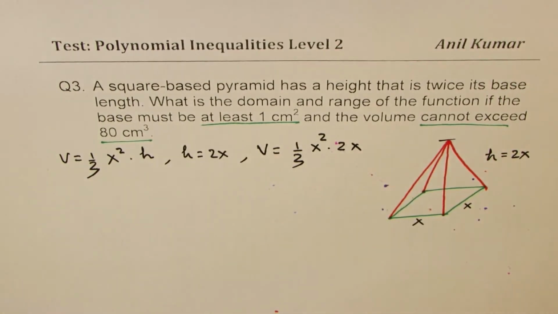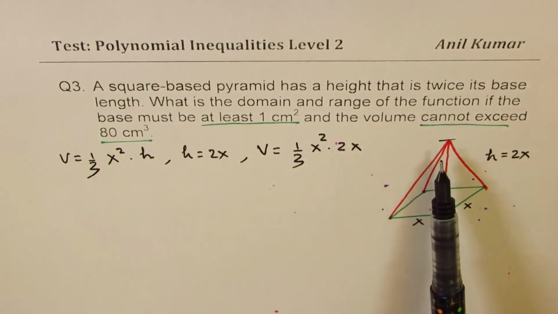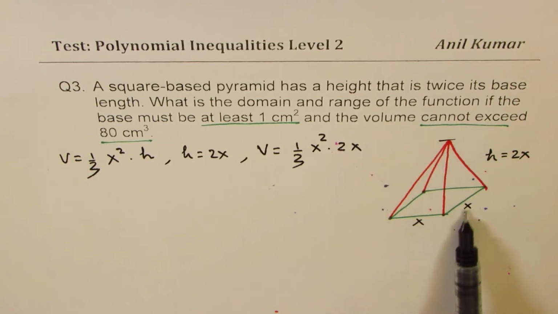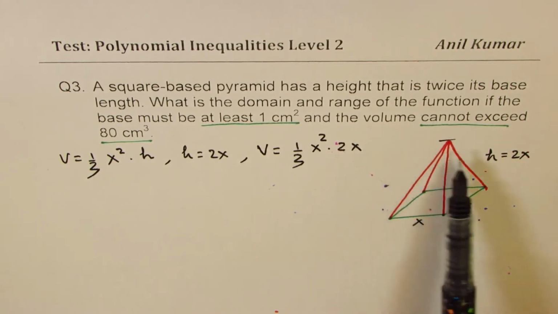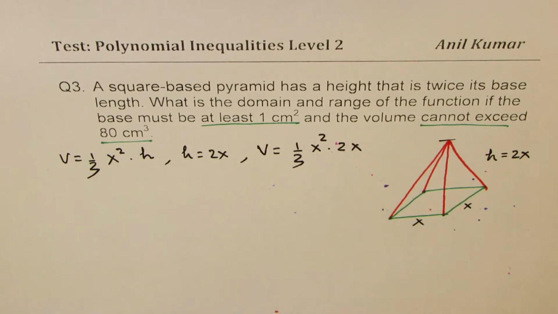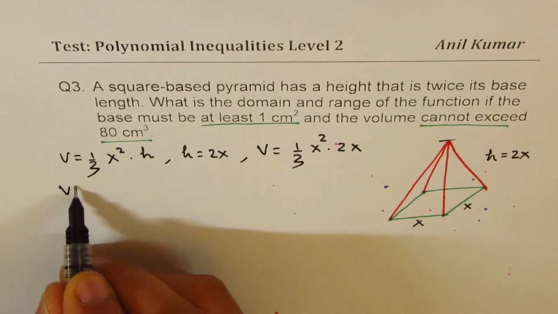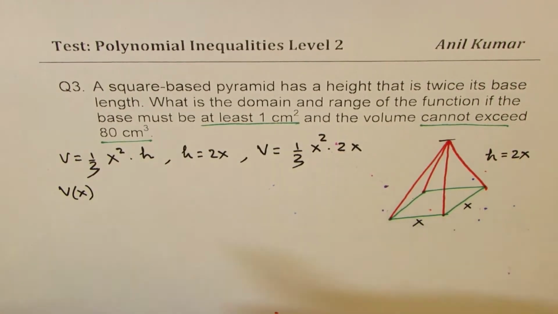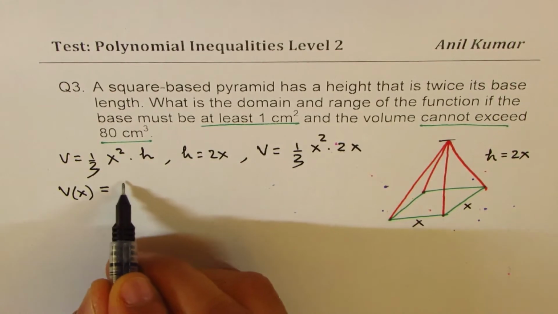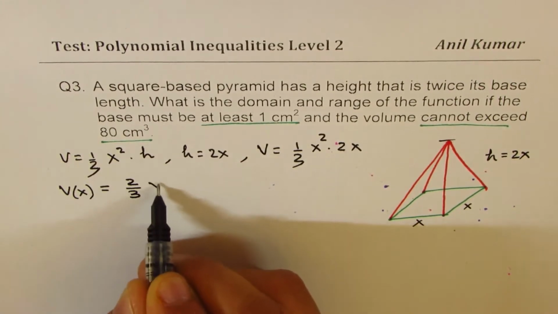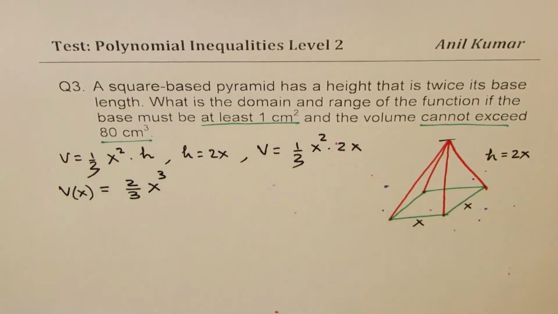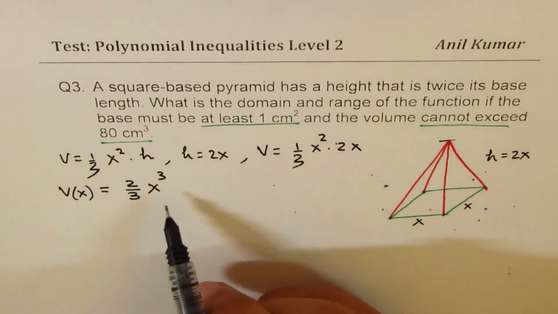Is that clear? So think as if 3 pyramids can fit into this box. 1, 2, and 3. Think like this. Then it's easy to remember or make up a formula, right? So we have the formula straight here. We say volume as a function of base length is equal to 2/3 x cubed. Is that portion clear? Units are in centimeters cubed.